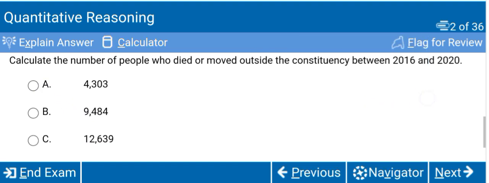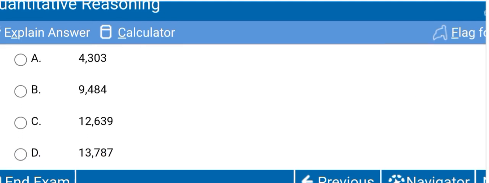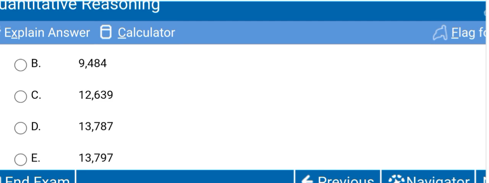Option A, 4,303. Option B, 9,484. Option C, 12,639. Option D, 13,787. And option E, 13,797. Let's see which option is the correct option.